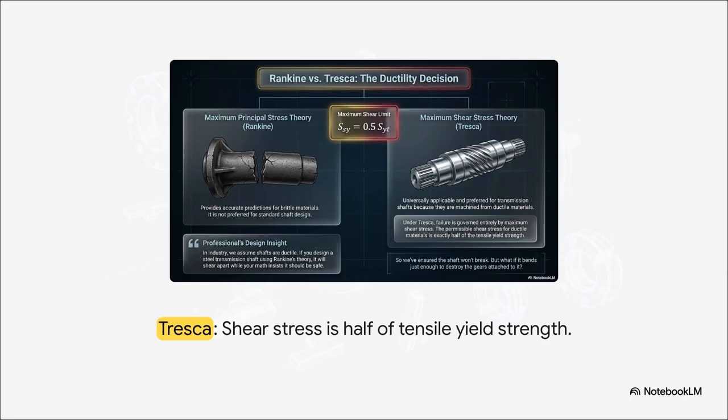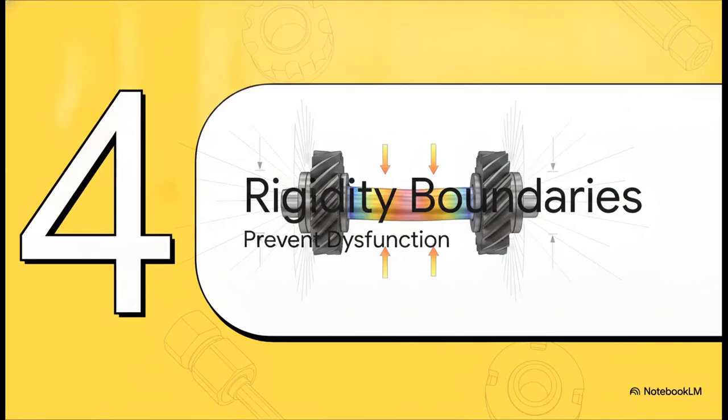Under Tresca's model, failure is governed by shear, and the math here provides a hard, undeniable limit. The permissible shear stress for ductile materials is exactly half of the tensile yield strength. That brings us to Section 4, enforcing strict rigidity boundaries, preventing operational dysfunction.